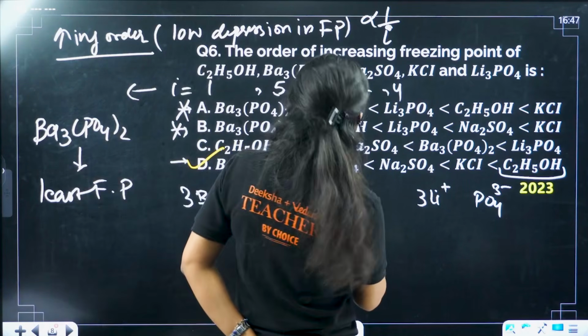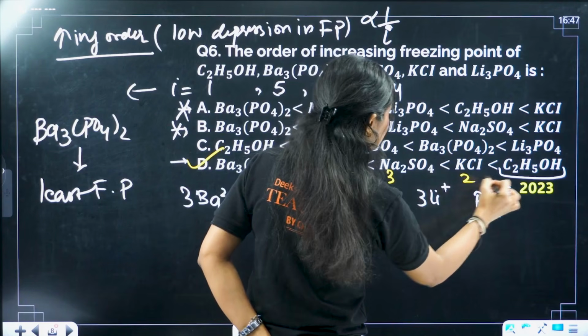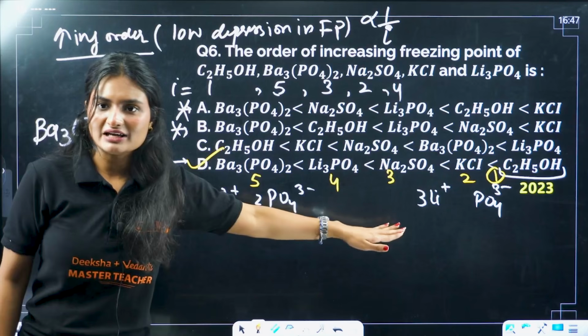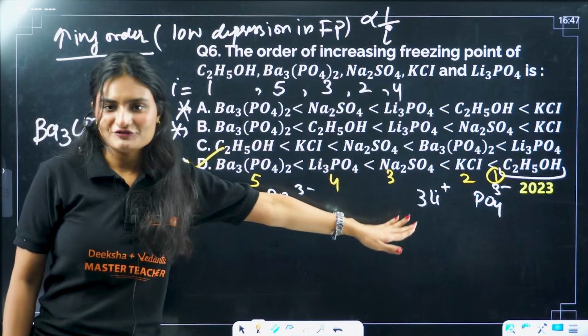Now this has how many? 4. This has 3, this has 2, and this has 1, okay. So it is in the decreasing order of i values, or increasing order of freezing point, okay.